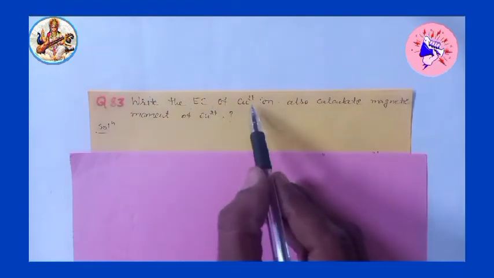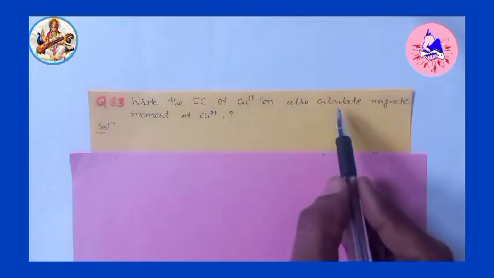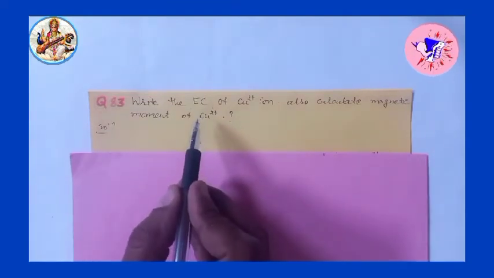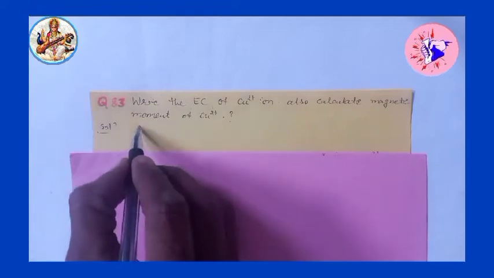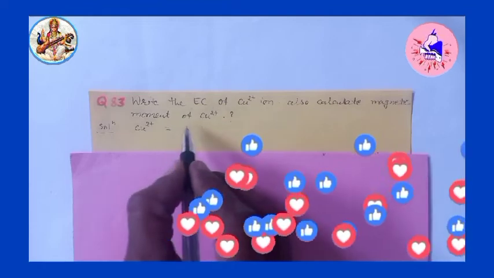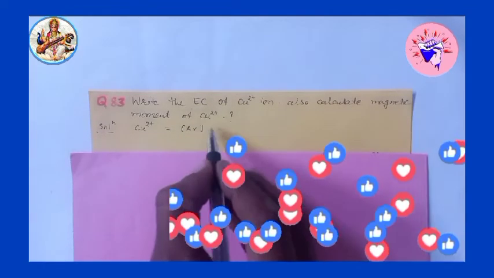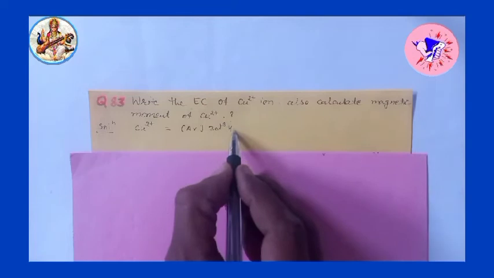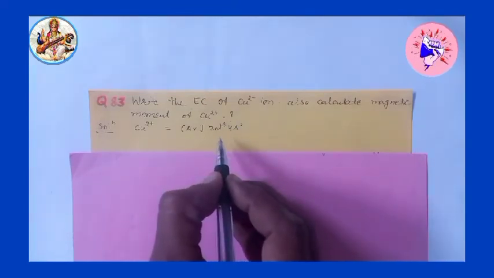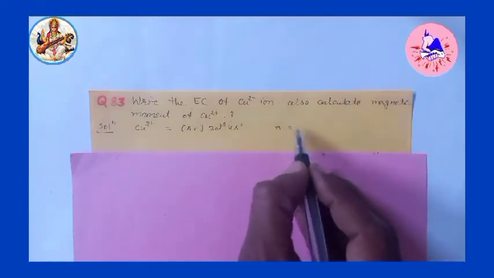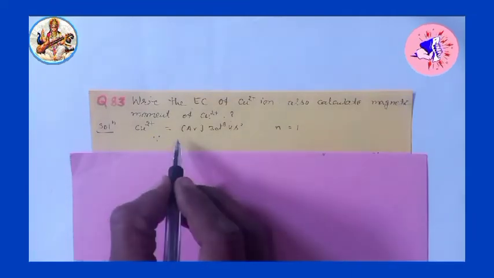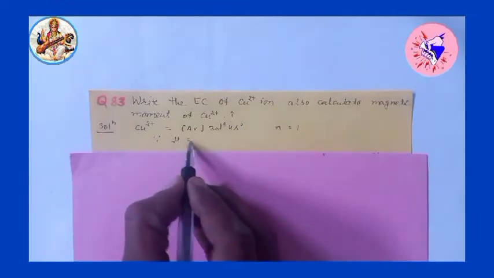Next, 83. Write the electronic configuration of Cu2+ ion. Also calculate the magnetic moment of Cu2+ ion. So, the answer will be: the electronic configuration of cupric ion is argon 3d9 4s0. In d9 configuration, the number of unpaired electrons is 1.